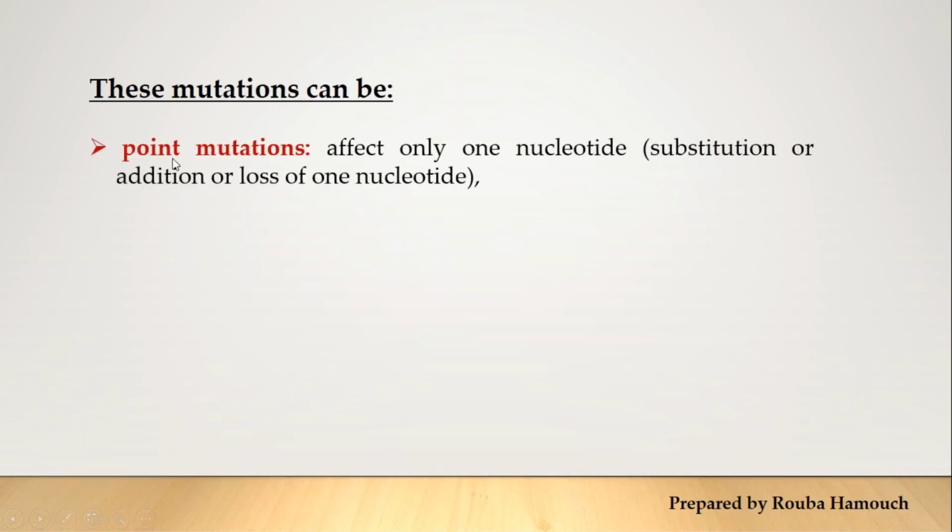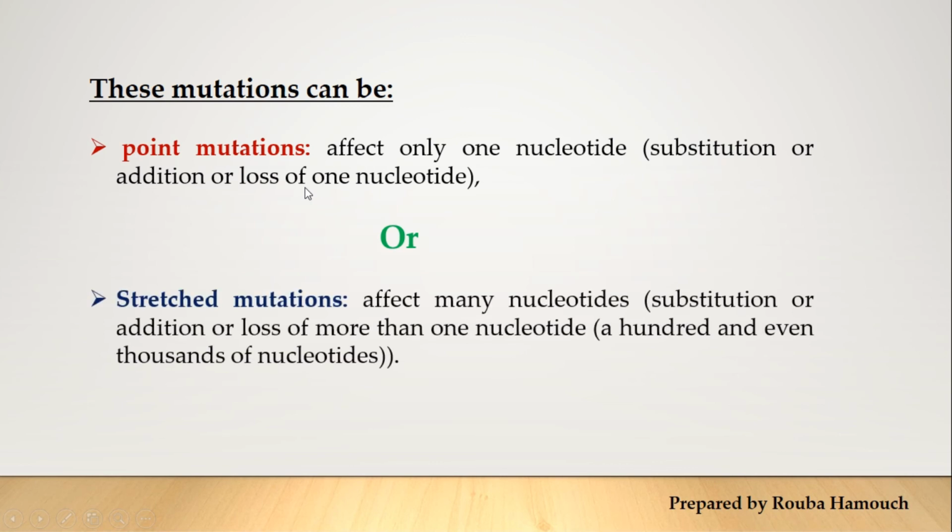These mutations can be point mutations when they affect only one nucleotide, when one nucleotide is substituted or added or lost, or they can be stretched mutations when they affect many nucleotides, when two or more nucleotides at the same time are substituted or added or lost. So hundreds and even thousands of nucleotides can be added, substituted, or lost.